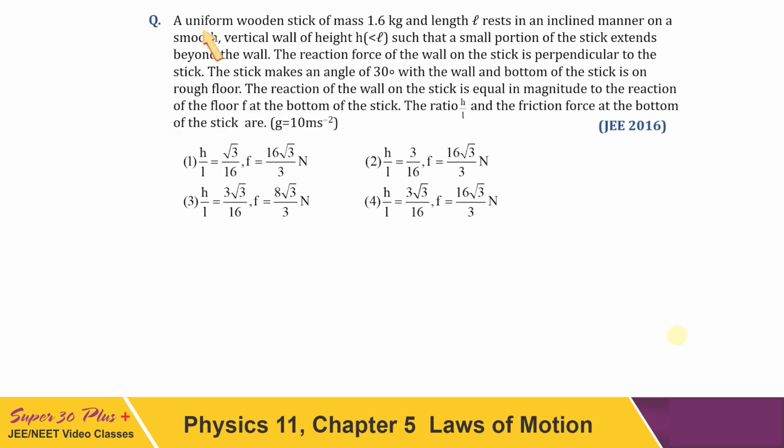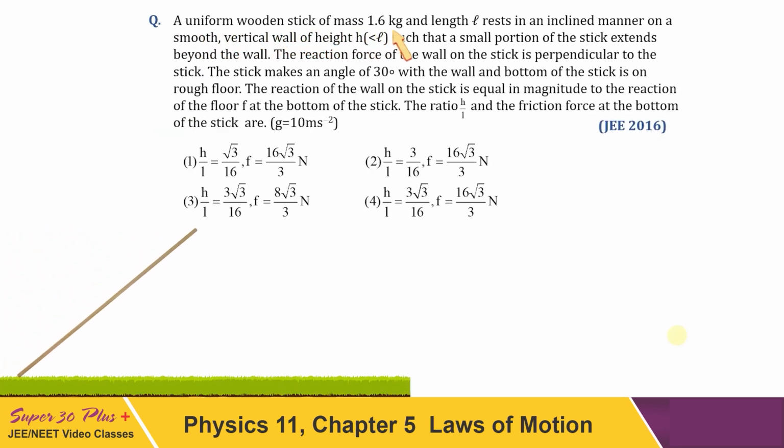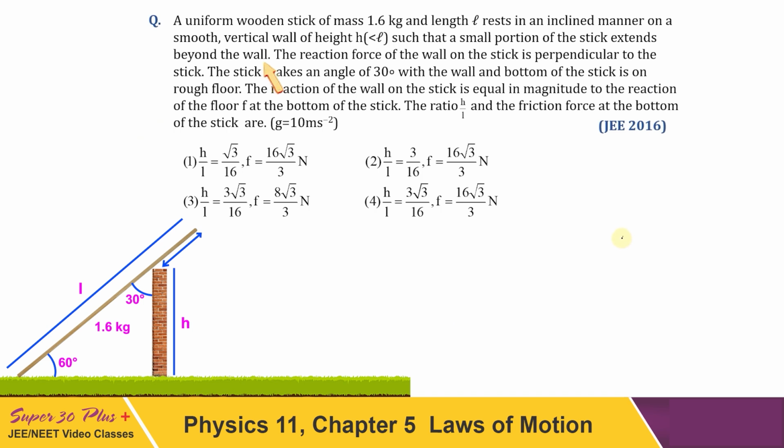Let's proceed. A uniform wooden stick of mass 1.6 kg and length L rests in an inclined manner on a smooth vertical wall of height h, such that a small portion of the stick extends beyond the wall. The height of the wall is somewhat less than the length of the stick, and the stick is put in this manner, so some portion is beyond the wall. This is the stick of length L. Up to here is the wall. The height of the wall is h, and L is the whole length of the stick.